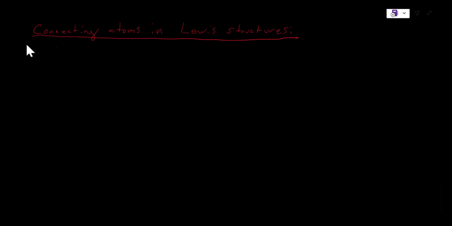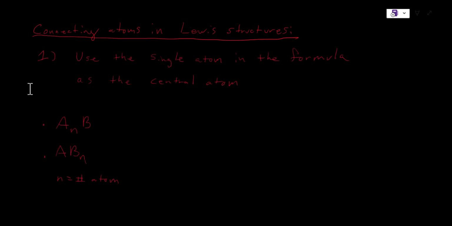In this video, I want to go over a few tips and tricks that you can use to determine how atoms are connected when drawing a Lewis structure. The first tip would be to use the single atom in the formula as the central atom. When molecules have a formula that looks like one of these two generic formulas, where one atom is a single atom and another atom is a multiple of atoms, like B would be a single atom here and A would be a single atom in this formula, usually those can be used as the central atoms.